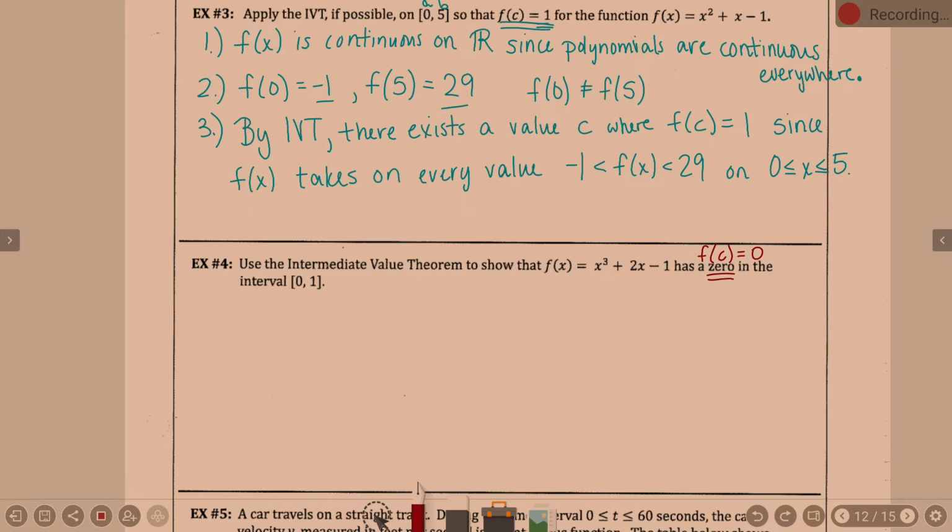Well, what do you think about continuous? Yes, because it's a polynomial. Enough said. So f of x is continuous. I'm just going to say, since it is a polynomial.